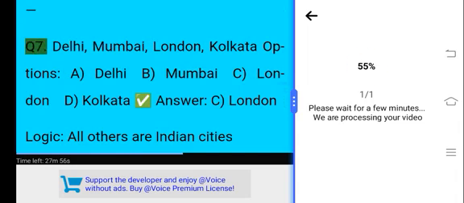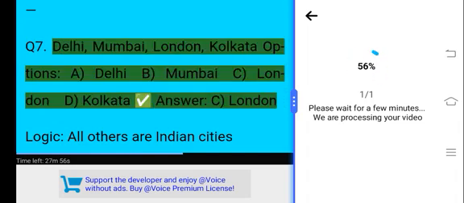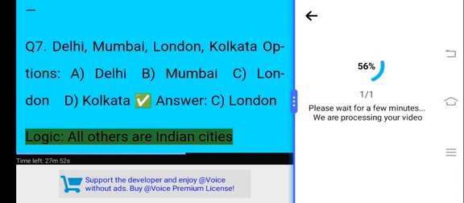Q7. Delhi, Mumbai, London, Kolkata. Options: A, Delhi; B, Mumbai; C, London; D, Kolkata. Answer: C, London. Logic: all others are Indian cities.